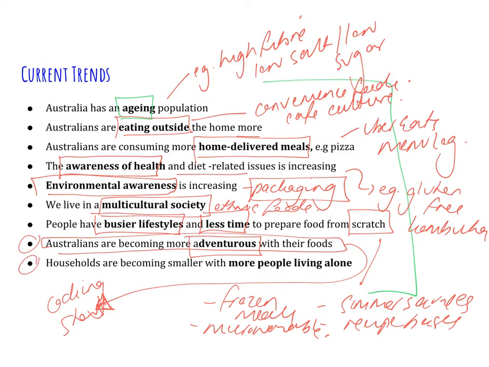Finally, households are becoming smaller. The Australian Bureau of Statistics of 2016 indicated that the average household had 4 people, so 2 adults and 2 children. However, it also indicated that more people are living alone. Therefore, the serving sizes of our food products reflect these trends. A family size in today's society would be for 4 people, but if you were to look back at the 1950s, it would probably be for 6 people.